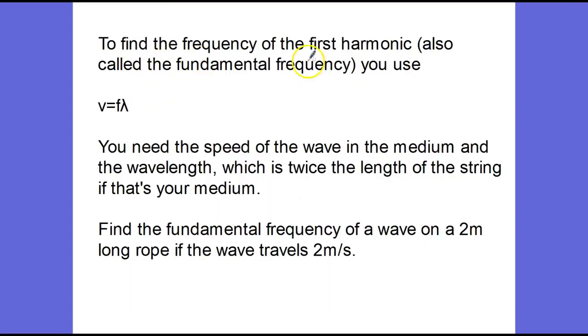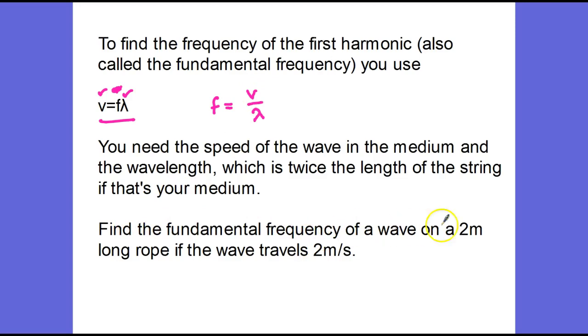To find the frequency of the first harmonic, also called the fundamental frequency, you can use this formula, but you need to know the velocity and the wavelength. So the frequency of the fundamental frequency, or the frequency of the first harmonic, would be equal to the wave speed in that medium, so how fast does the wave move on that string, divided by the wavelength.